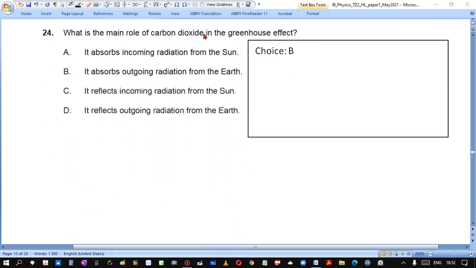What is the main role of carbon dioxide in greenhouse effect? So best choice is B. It absorbs outgoing radiation from Earth.